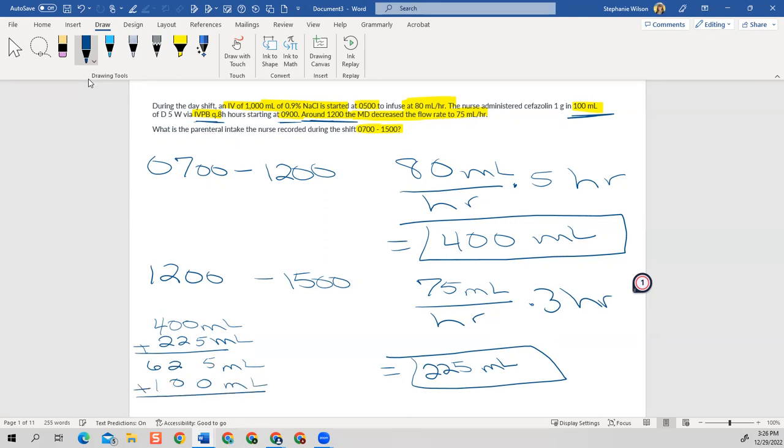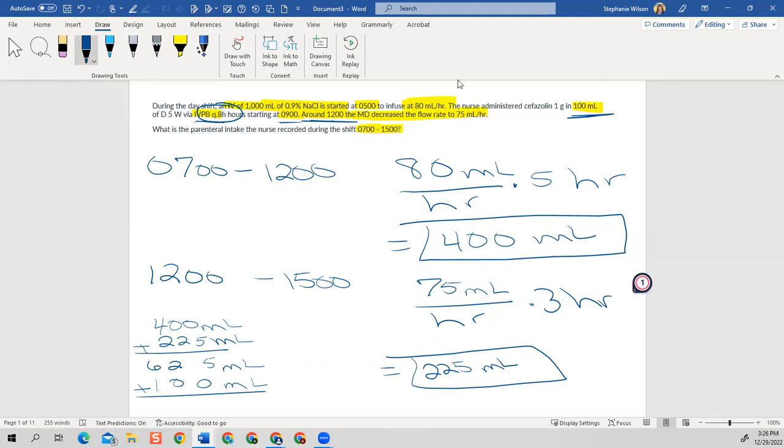But before I decide I'm going to add on another 100, I need to see if it reoccurs during that shift. This is every 8 hours. If it was every 4 hours, yeah, there's a possibility that it's going to happen again during the shift. However, it said every 8 hours, and so we can calculate it.